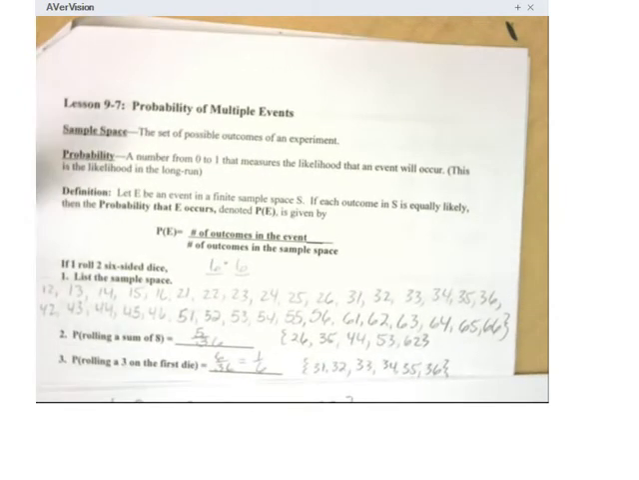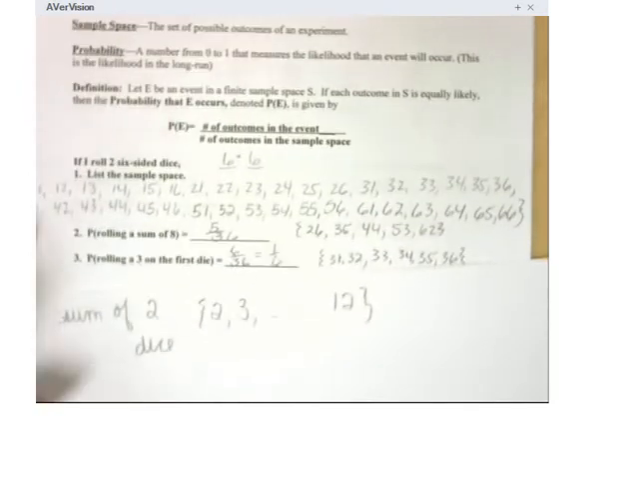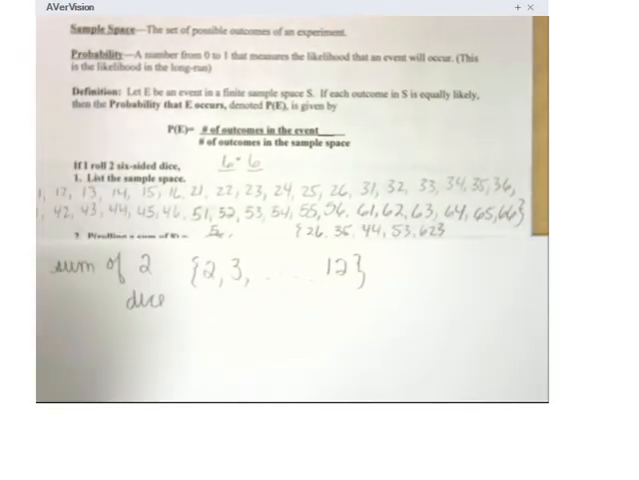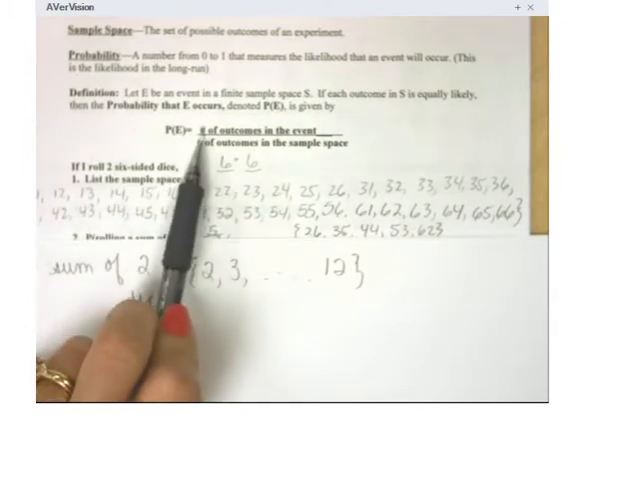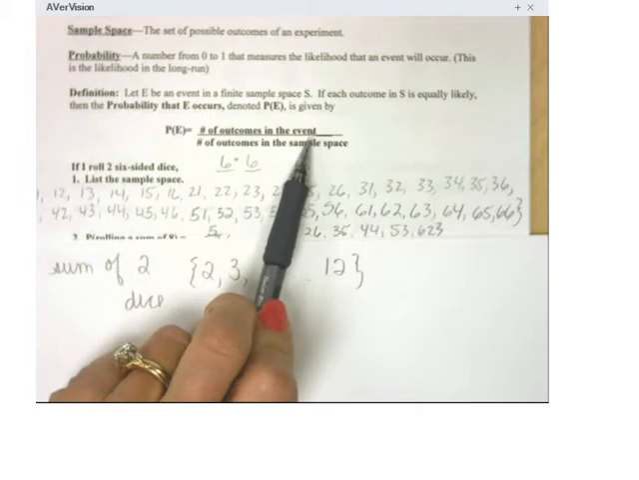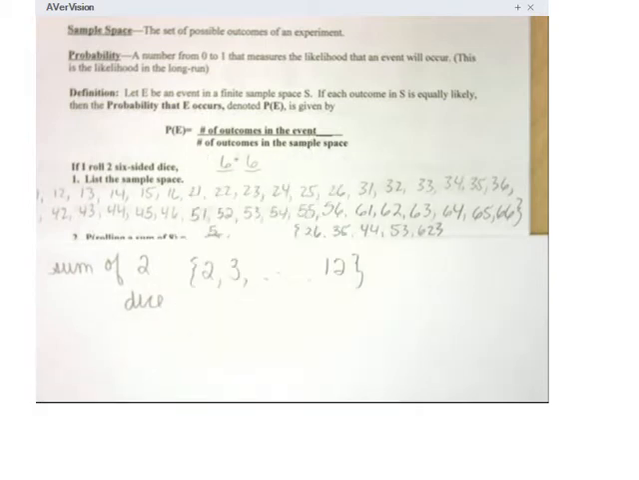And if each of the outcomes in my sample space that I listed here is equally likely, then the probability of a particular event is found by counting how many ways the event can happen out of the total number of items in the sample space.